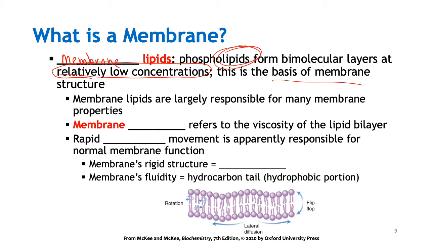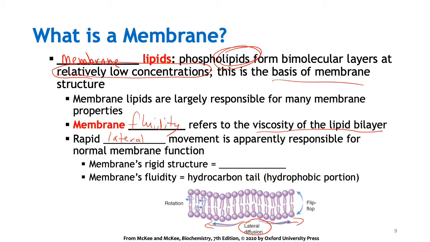For instance, membrane fluidity is something we have to discuss, and it refers to the viscosity of the lipid bilayer, the viscosity of the membrane bilayer. Also, as I talked about in the last slide, there's rapid lateral movement, and it's responsible for normal membrane function. See this lateral diffusion right there? Things can go to the left or the right, but notice it's staying on the same side of the lipid bilayer. It's responsible for normal membrane function.